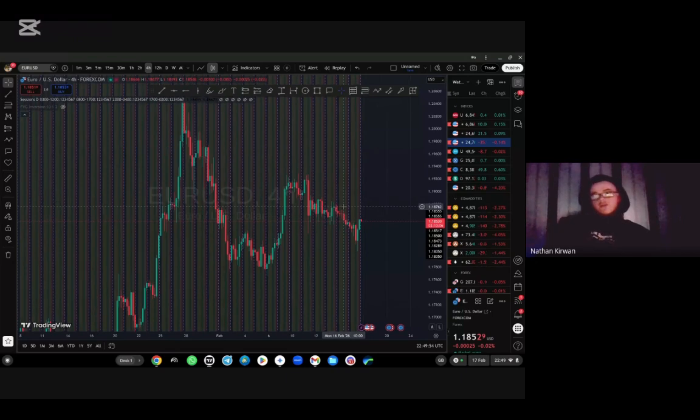The order blocks and fair value gaps, when they work hand in hand, when you have an order block and a fair value gap at the same time, it's always more, what's the word I'm looking for? It's just always more profitable. One complements the other, two complement each other, which is better than one. Simple as that.